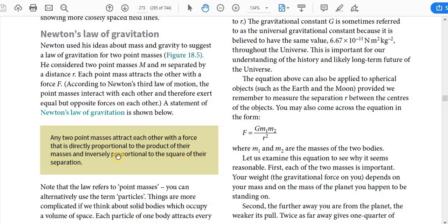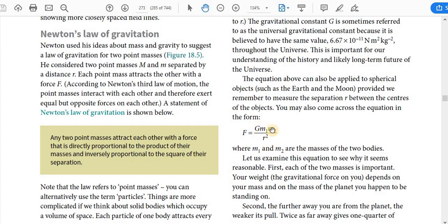Product of their masses and inversely proportional to the square of their separation. Now this r is the distance between the point masses. Over here, the greater the distance between the masses, so this distance is taken from the center of masses of the two bodies.